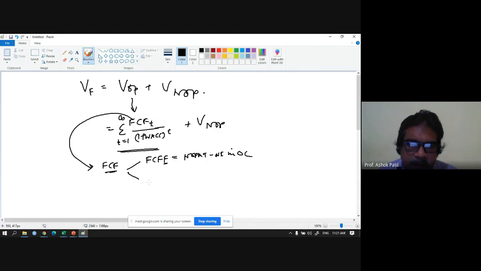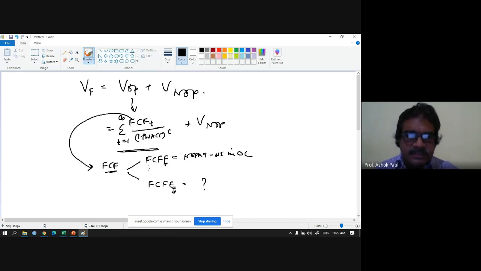The other part was FCFE. Instead of calculating the cash flow to the firm, I'm just saying the cash flow to the equity shareholders. Now we'll see how to calculate that also. Obviously, if we are calculating EBIT here, it will go to net income here. We'll see the derivation of the formula here, and we will do that also. So from FCFF we can go to FCFE and vice versa.